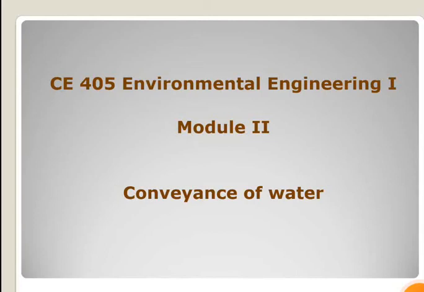Welcome back, dear students. Today we are going to discuss the next topic in the subject Environmental Engineering 1, Module 2, Conveyance of Water. We know that any water supply project or water supply scheme comprises three basic components: the source from which the water is taken, the treatment plant, and the distribution network. Also, in the last class we discussed what intakes are.